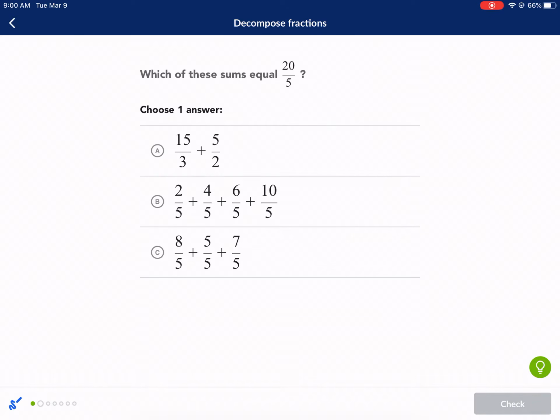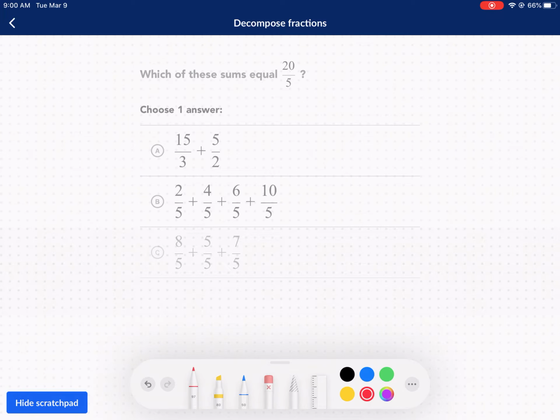All right, next question. Which of these sums equal 20 over 5? Same deal. We're looking for a sum where our denominator is 5. A hint right here is we're probably not looking at A. It's a possibility because we could find a common denominator, but let's go ahead and check the 5s first. So we only have one answer to choose from. We know the denominator is going to be 5 here. As we add fractions, that's the rule, keep the denominator the same. And then we're going to add 8 plus 5 plus 7 in the top. 8 plus 5 is 13, plus 7 is 20, so that ends up being our answer right there.